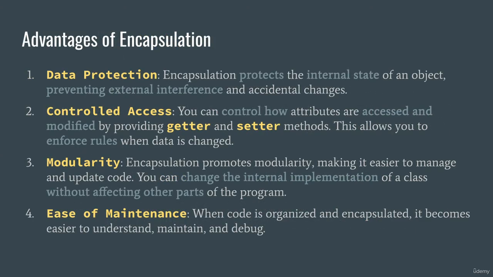Encapsulation enhances code security and organization by hiding an object's internal state, protecting it from unintended changes. It also provides controlled access through getter and setter methods, which allow rules to be enforced when data is modified. Encapsulation supports modularity, enabling internal changes to a class without affecting the rest of the program. This structure makes code easier to manage, understand, and maintain as the project evolves.